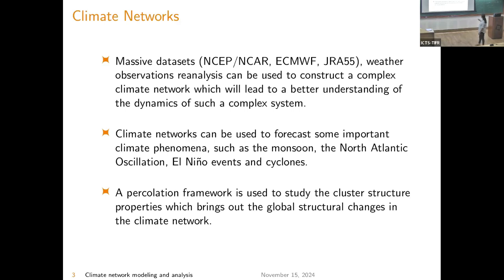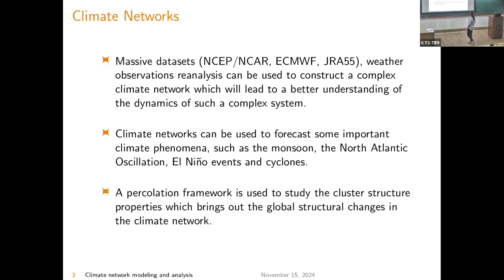This climate network can be used to forecast some important climatic phenomena such as the monsoon, which we have seen in the talk of Elena. She tried to predict the tipping elements and the onset and withdrawal of the monsoon. Also the North Atlantic oscillation, the El Nino events, which I'm going to talk about in detail, and the cyclone, these two problems I will talk about at the end. Once we have constructed the whole framework, we will see how to implement this.